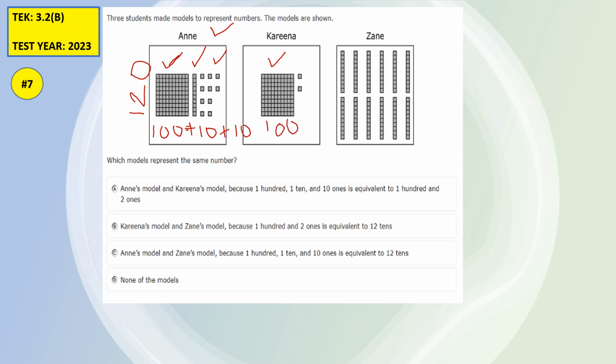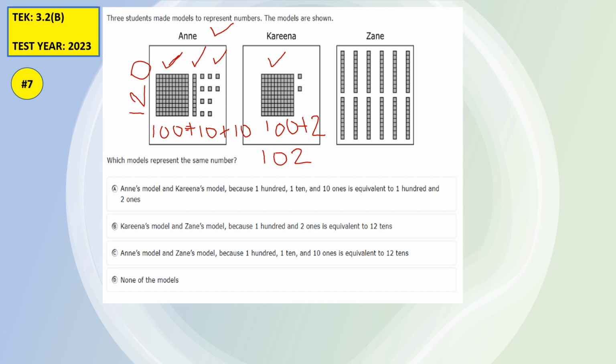And she has 2 units of 1. So that means that Karina's model is equivalent to 102. And now let's look at Zane's model.